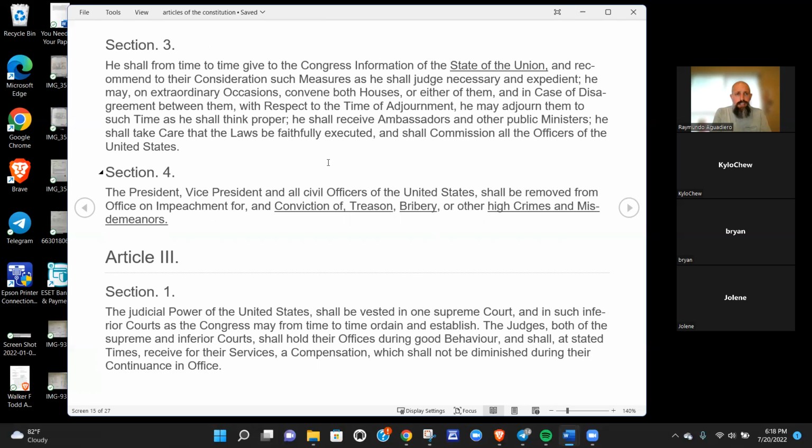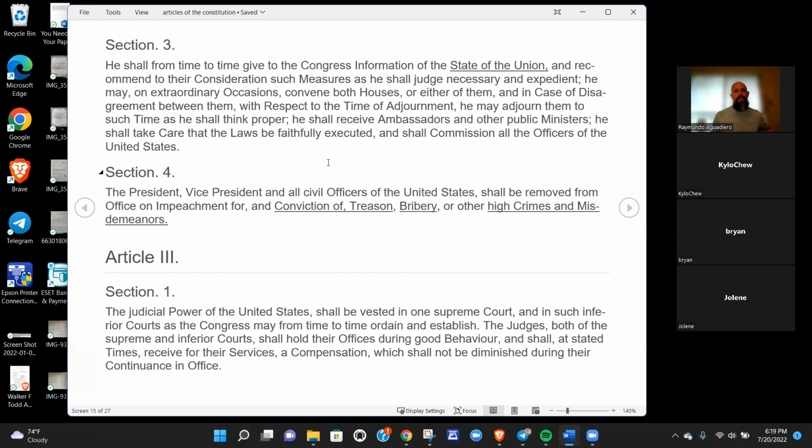I think that says a lot. For some reason I'm not wrapping my head around it, but you basically have to give a State of the Union, and he may on extraordinary occasions convene them. He may adjourn them to such time as he shall think proper. He shall receive ambassadors and other public ministers. He shall take care that the laws be faithfully executed, and shall commission all the officers of the United States. So he has to commission all the officers, and he can receive ambassadors and public ministers. I wonder if that's his cabinet. I feel like that might be his cabinet.